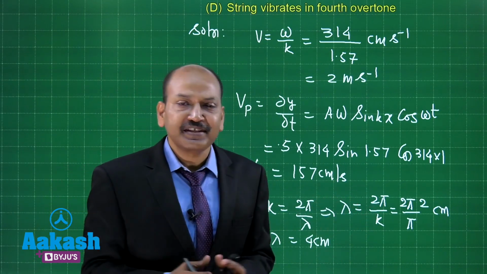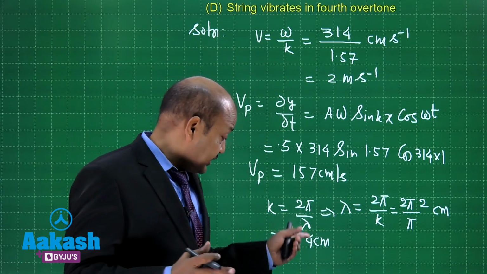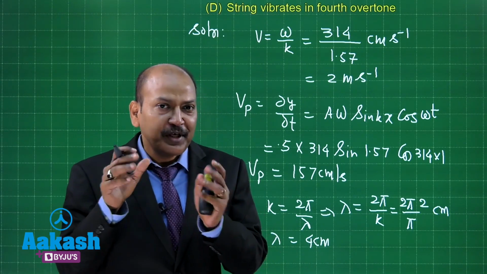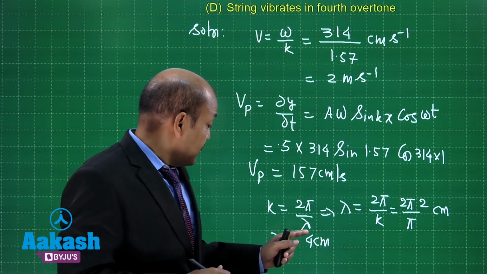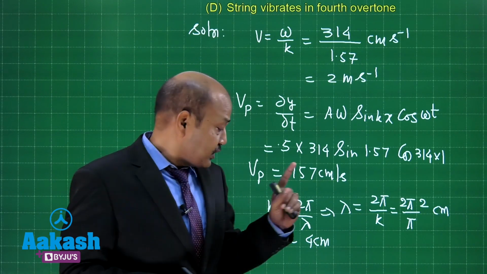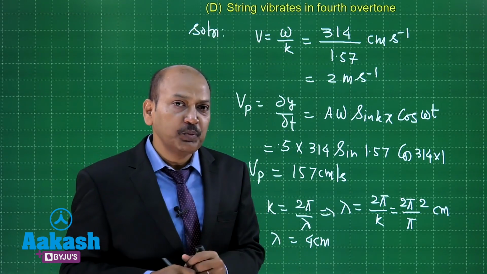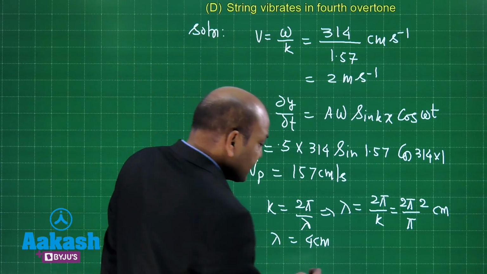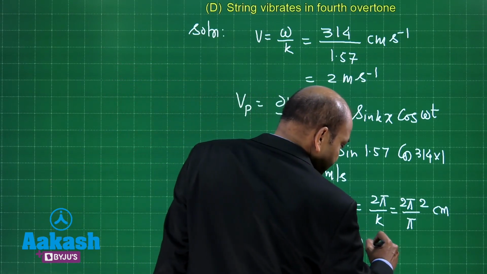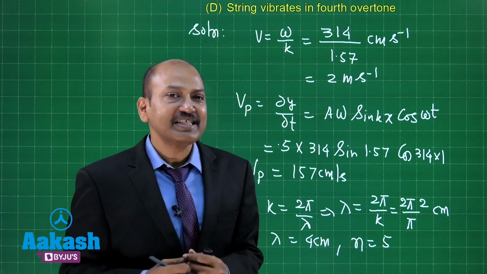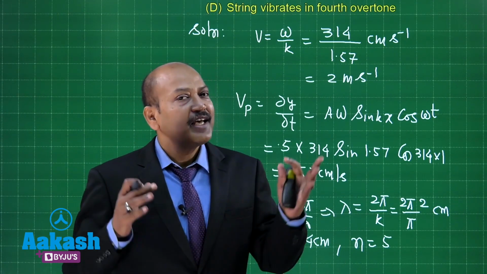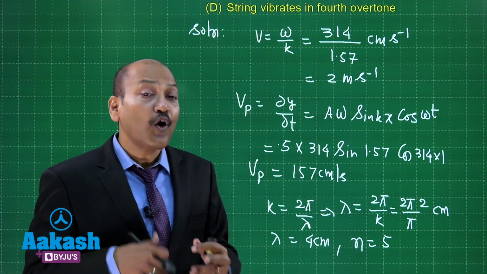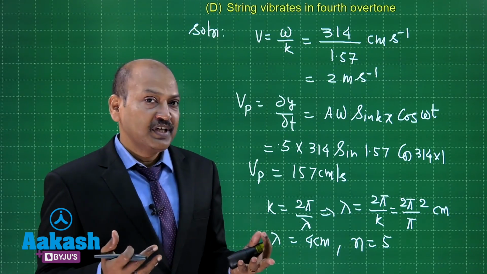Now if a string is fixed at both ends, then there is one loop for distance lambda by 2. So for every 2 centimeter we get one loop. The total length is 10 centimeter. That means the number of loops n is 5. And that means that the string is vibrating in its fifth harmonic or fourth overtone.